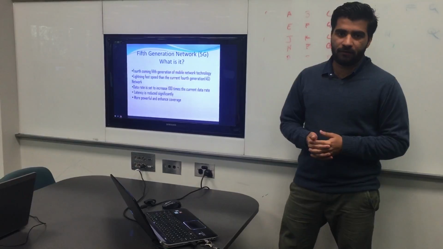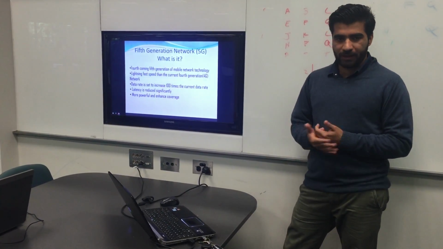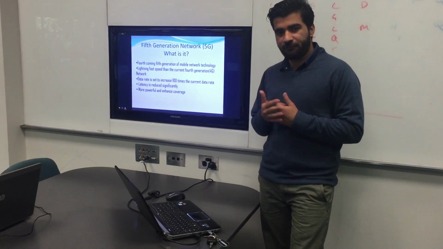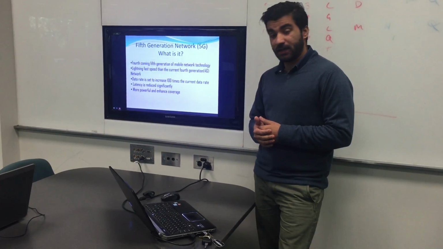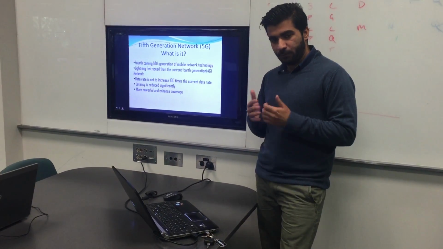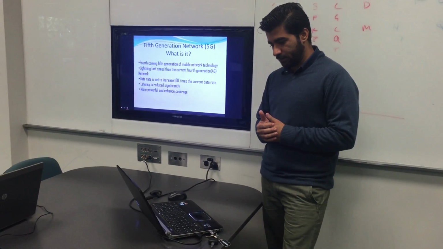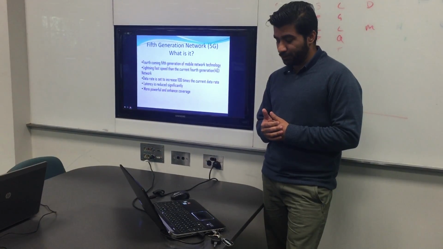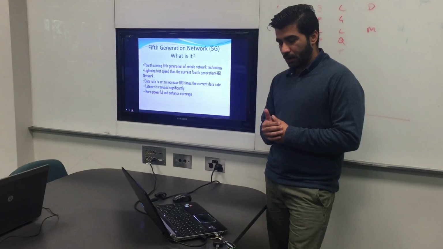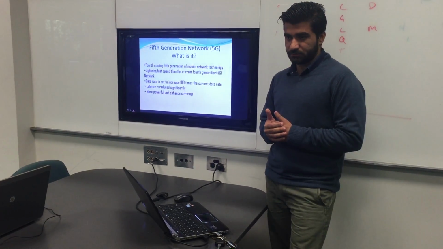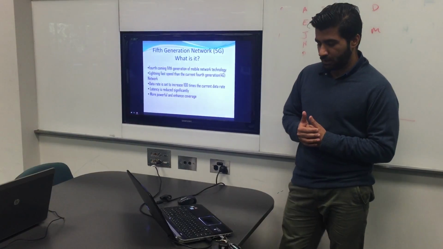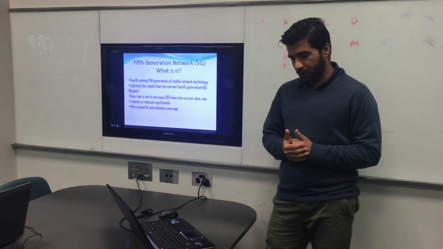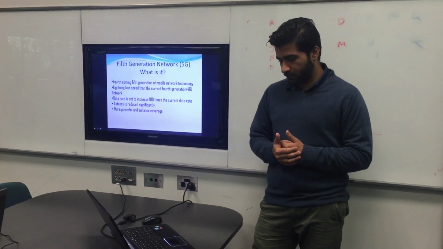So what is the fifth generation, and why is there so much excitement? Fifth generation is the forthcoming mobile network, which has lightning fast speed compared with the current fourth generation. The data rate is set to increase by almost 100 times the current data rate, and the latency, as predicted, should be reduced as well. The cost of the 5G network will be reduced as well, and there will be more powerful and enhanced convergence.